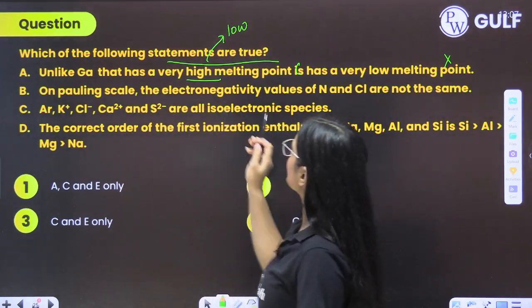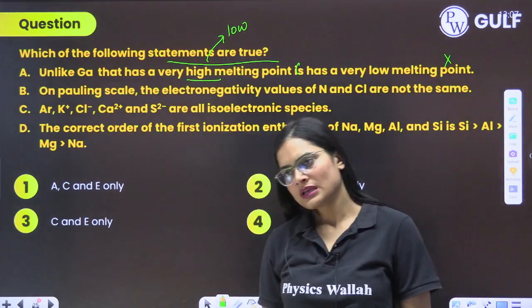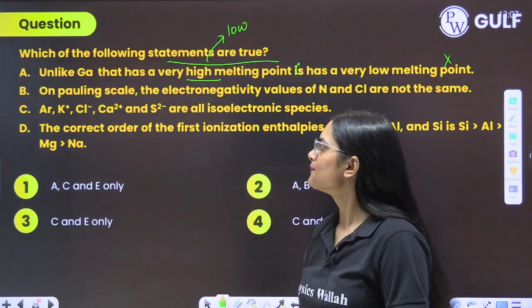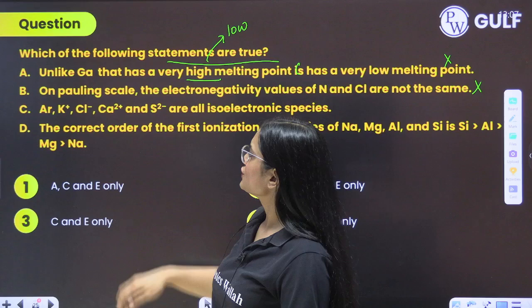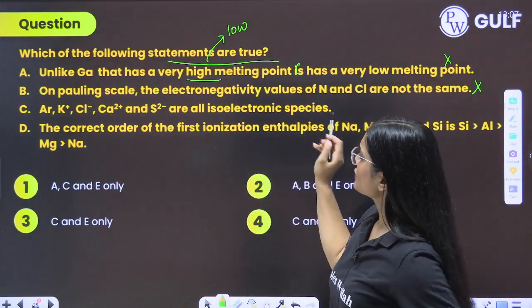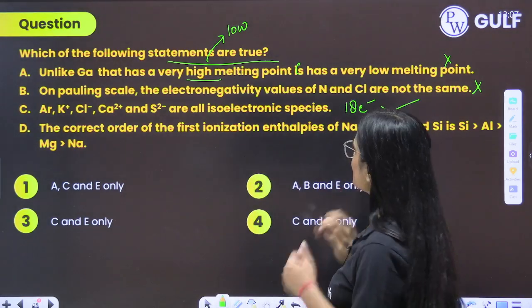On the Pauling scale, the electronegativity values of nitrogen and chlorine are not the same. No, they are the same. The value is around 3. This statement is wrong. Argon, potassium, Cl minus, they all are isoelectronic species. Yes, they all have 18 electrons. So they all are isoelectronic species.